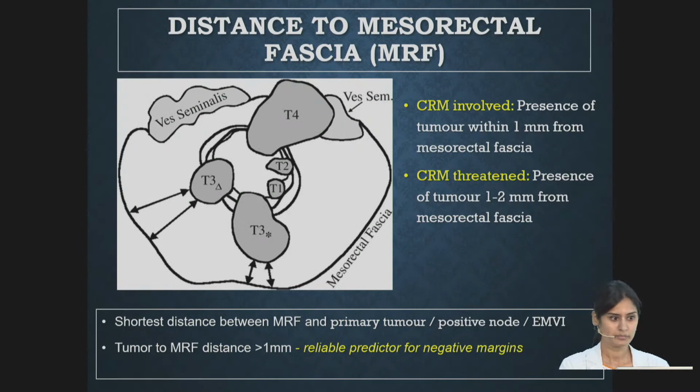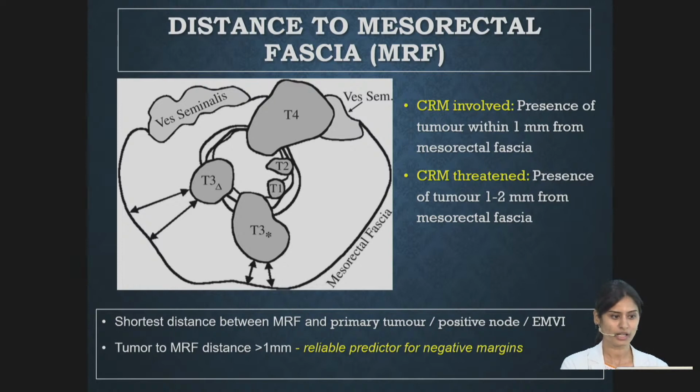Now CRM is the other term that we need to be familiar with. It is synonymous to mesorectal fascia or circumferential resection margin. As you can see in the first image here, when we talk about the extramural spread, we see the radial extent of tumor beyond the muscularis propria outwards. But when we talk about distance from mesorectal fascia, we want to see the distance from the outer or advancing margin of tumor till the closest point in the mesorectal fascia.